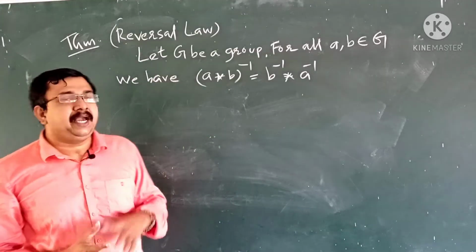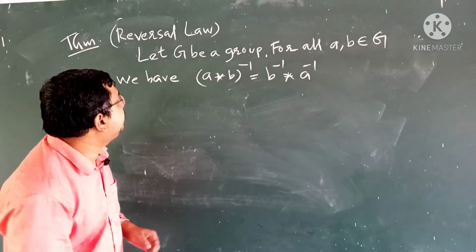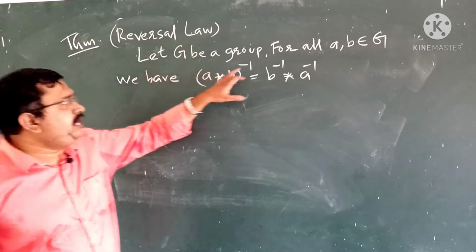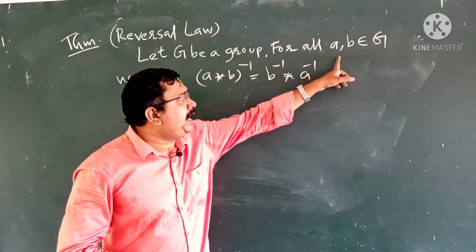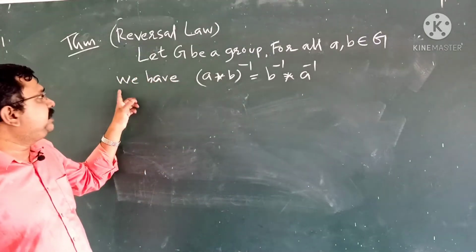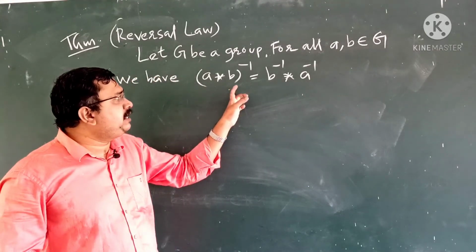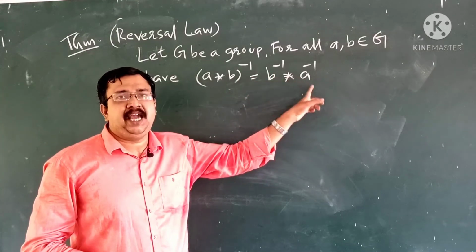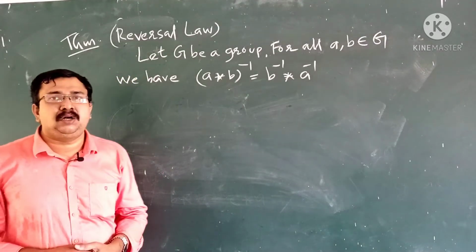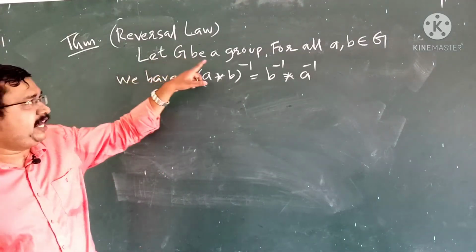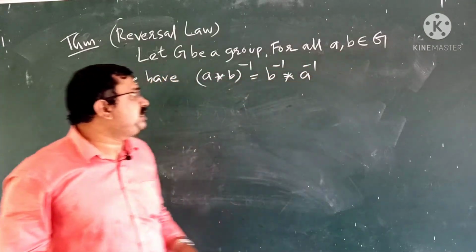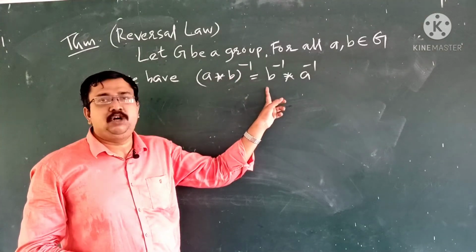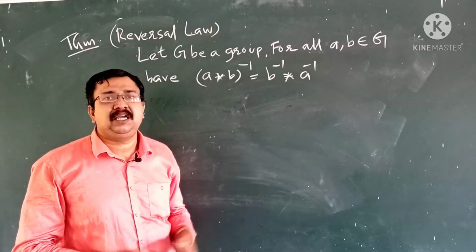Hi students, now we can study another theorem. It is called reversal law. Let G be a group, for all A, B belongs to G. Then we have (A star B) the whole inverse is equal to B inverse star A inverse. Okay, this law is called reversal law.